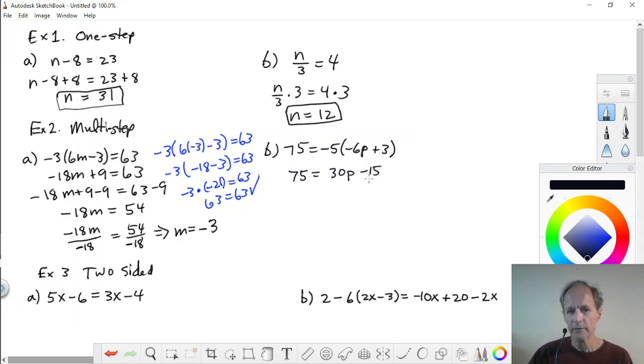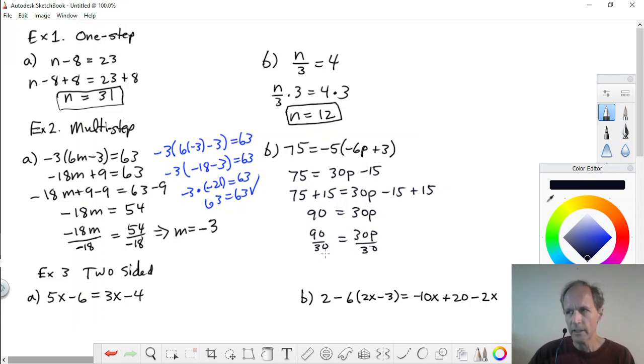In these kind, get rid of the thing that's subtracted or added first. So that's negative 15 this time. So 75. We're going to get rid of negative 15, so we add 15. Negative 15, add 15. Okay. On the left you get 90. On the right you get 30p, and that's it. Okay, now we will divide both sides by 30. When it gets down to the point where it's just something times p, that's when you divide to get rid of it. Left hand side divided by 30, right hand side divided by 30.